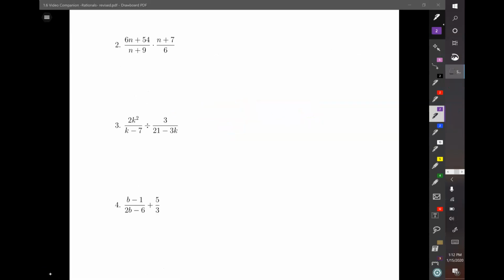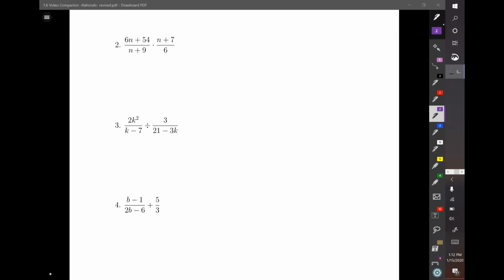Now you might like to try this one on your own, especially if you've already read through the book. This is review, or you came to class for the hybrid. So here we have a multiplication problem. Number 2 reads (6n + 54) divided by (n + 9), times (n + 7) divided by 6.